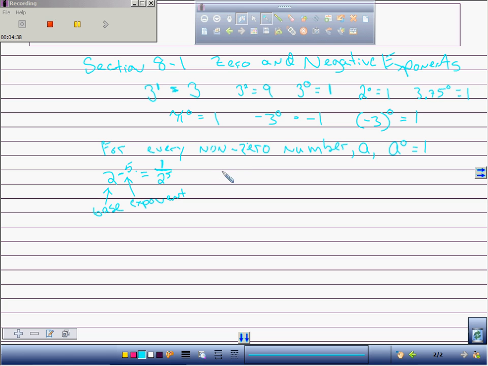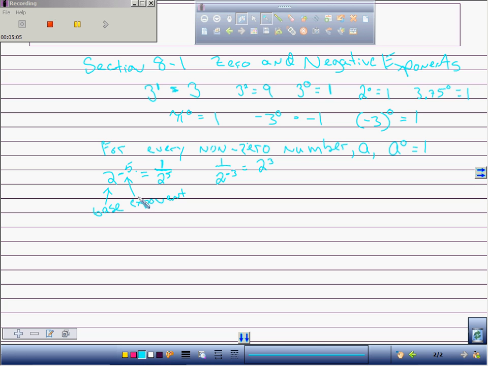Likewise, if you see a number on the bottom that's negative, so if you see 1 over 2 to the negative 3rd, that's equal to, you bring it upstairs and make it positive. That's equal to plain old 2 to the positive third. So if it's negative on the bottom, you bring it up top and make it positive. If the exponent is negative on the top, you bring it to the bottom and make it positive.